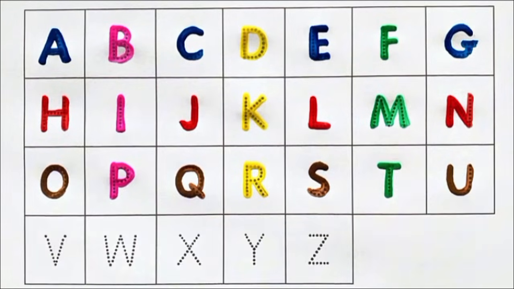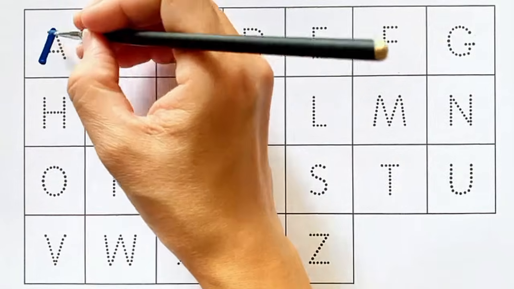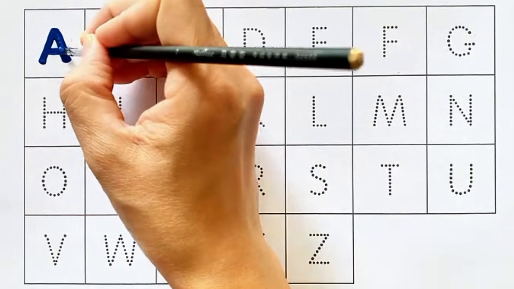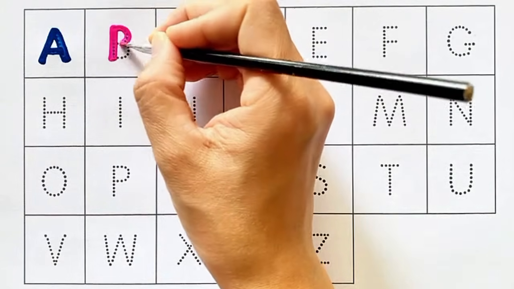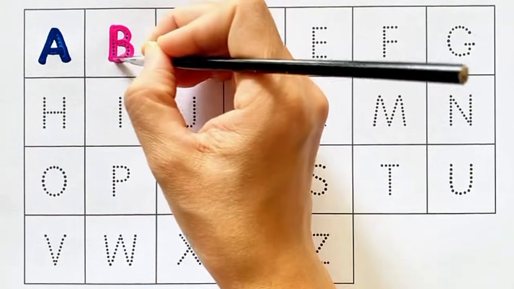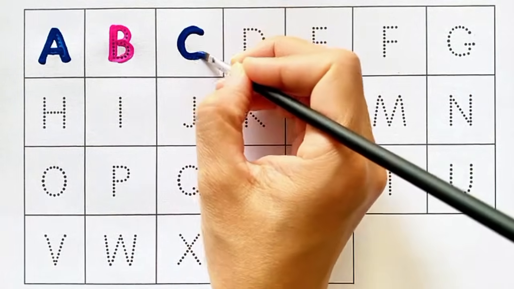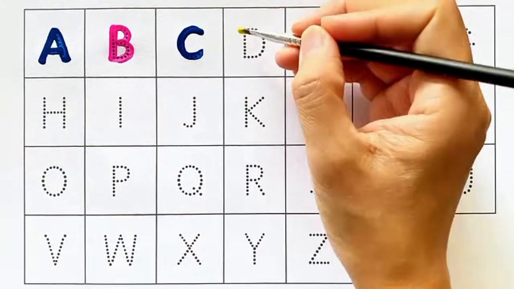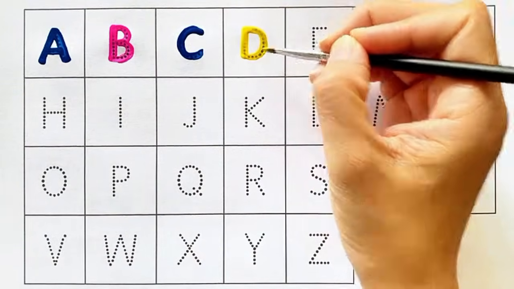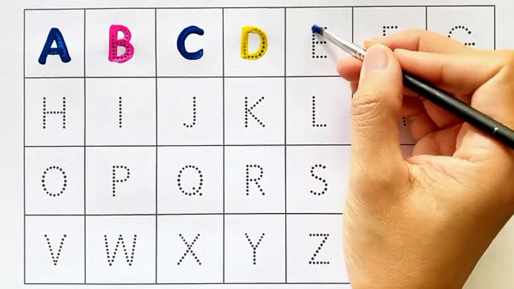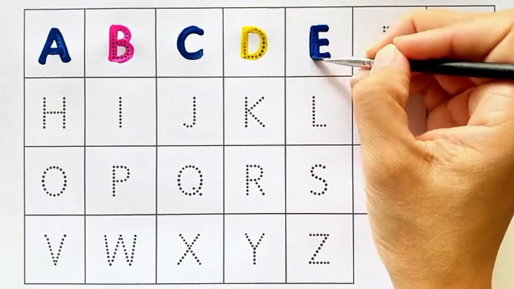English alphabet, capital letters. A for ant. B for butterfly. C for cat. D for dinosaur. E for elephant.